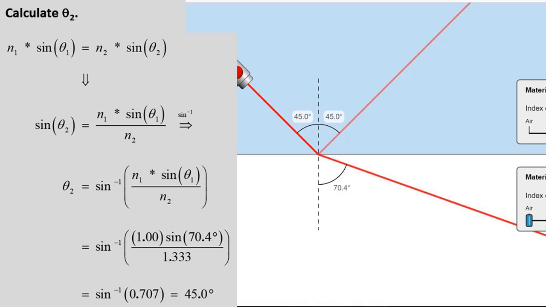I rearranged this so I could find sine theta 2. But in order to find theta 2, I have to take the inverse of the sine function, which is the arcsine. When I do that, I get this new equation here. I just plug in my values, and remember, your calculator has to be in degree mode. Plugging in the numbers, I get something like this, 45, which actually matches what we have here in our diagram.